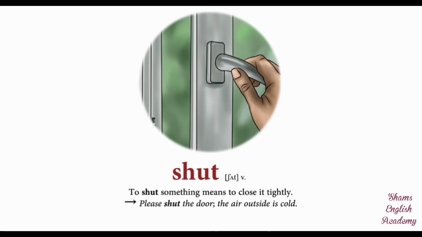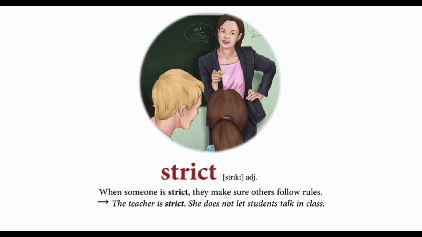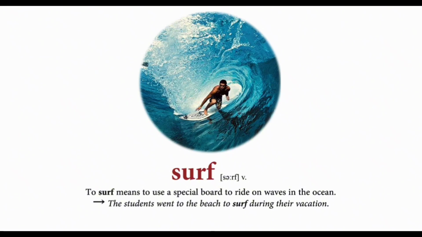Shut. To shut something means to close it tightly. Please shut the door. The air outside is cold. Strict. When someone is strict, they make sure others follow rules. The teacher is strict. She does not let students talk in class. Surf. To surf means to use a special board to ride on waves in the ocean. The students went to the beach to surf during their vacation.